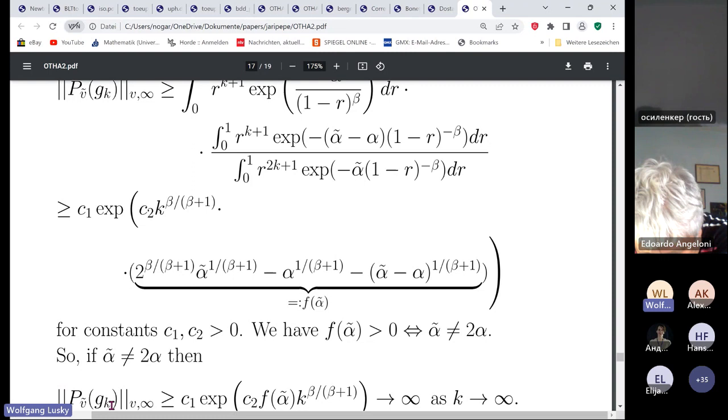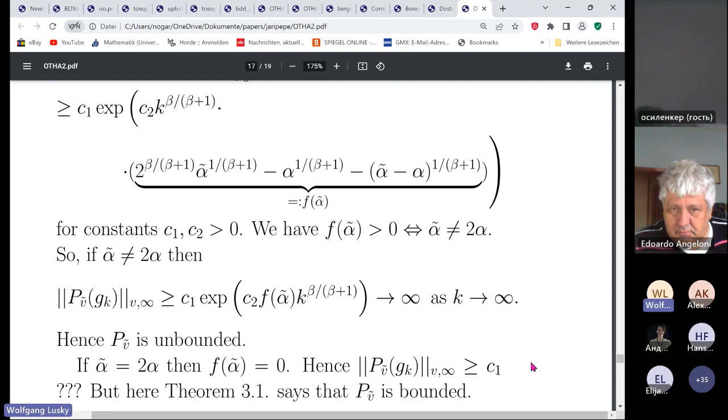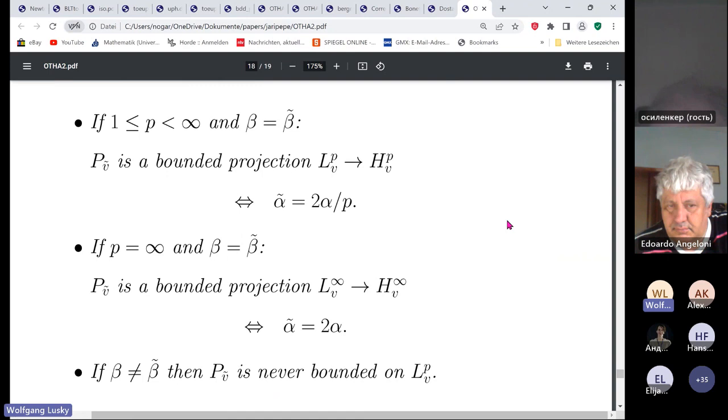So if we plug in this point of absolute minimum, then we just get this estimate, and this leads us nowhere. This is of no value at all. But here we know by the preceding theorem that P sub v tilde is bounded. And in all the other cases, we get similar functions of this type where we only have one point of absolute minimum. Now, let me just summarize the whole thing. So we get for our exponential weights, in the case beta equal to beta tilde, these as the only boundedness conditions, and we have never boundedness for beta different from beta tilde.